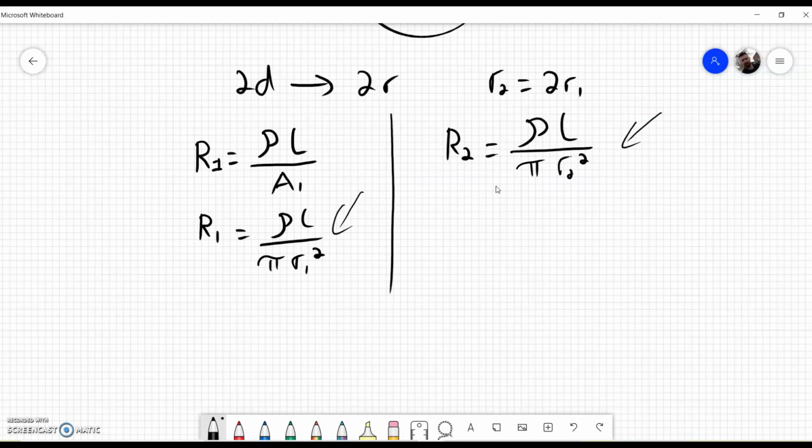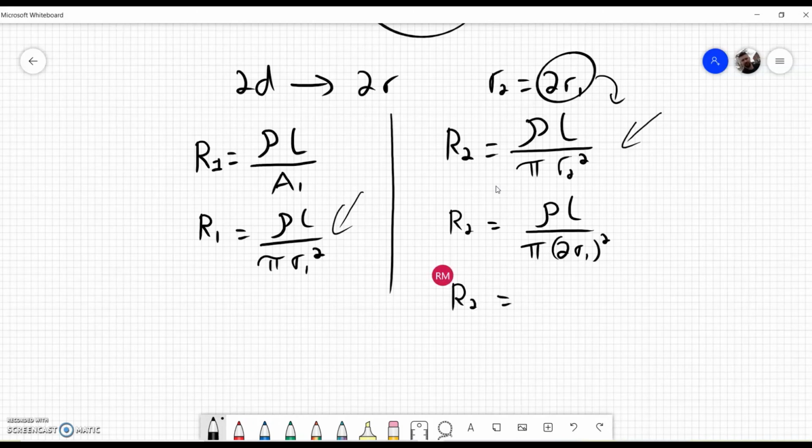So what I'm going to do is I'm just going to take this and I'm going to move it down into that equation. So that gives me R2 is equal to rho times L over pi times 2 times r1, all to be squared. So I'm going to take what's inside those brackets and I'm going to square them. 2 times 2 is 4, and r1 times r1 is r1 squared. This gives me my second resistance is equal to rho L over, now like we said, 2 times 2 is 4, but I'm just going to put my constant at the very start. So that's 4 times pi r1 squared.